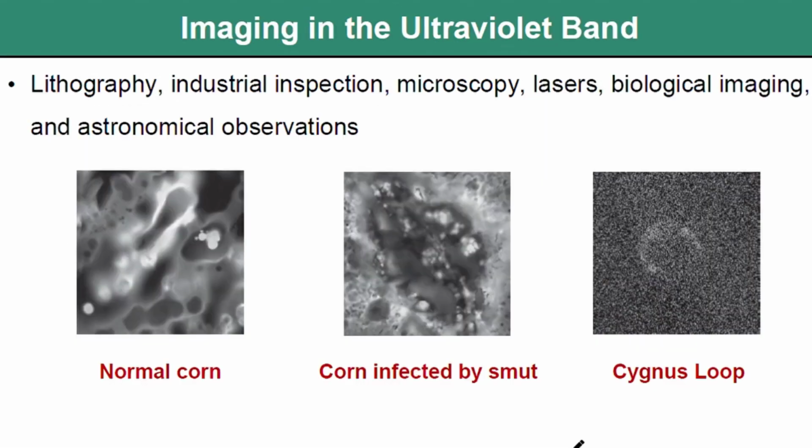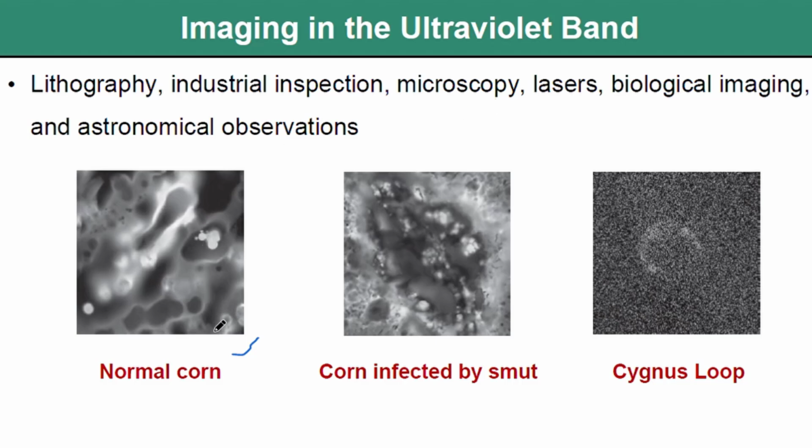The next is imaging in the ultraviolet band. The applications are lithography, industrial inspection, microscopy, lasers, biological imaging and astronomical observations. See the example of the applications. You must remember one point here: imaging in the ultraviolet band means the images are obtained by sending ultraviolet rays onto the objects.